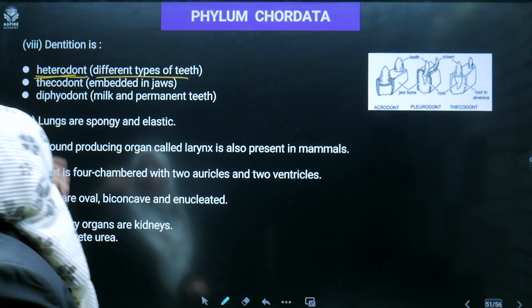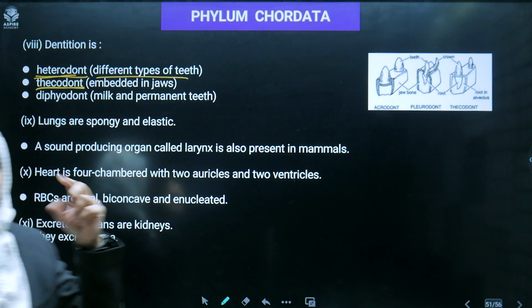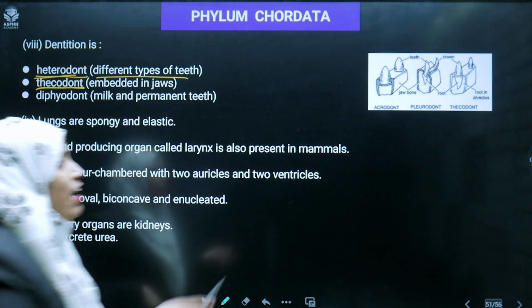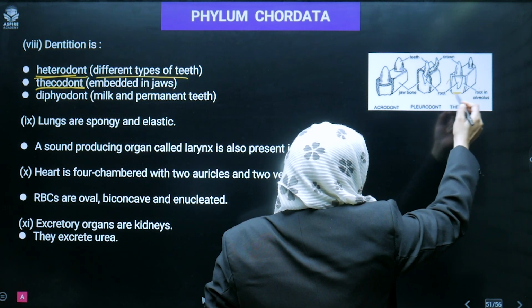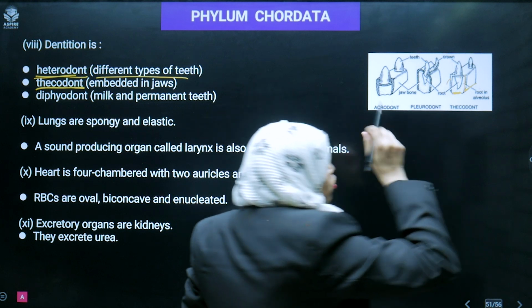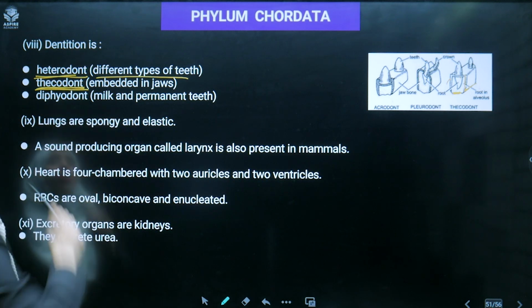Okay. Now, thecodont. What does the term thecodont mean? Theco means the teeth are embedded in the jaw. As you can see in this diagram, just imagine that this is the jaw. So the teeth are embedded in the jaw, and we can call them thecodont.